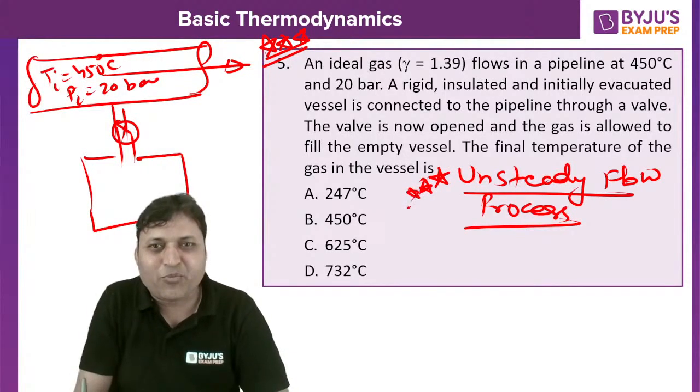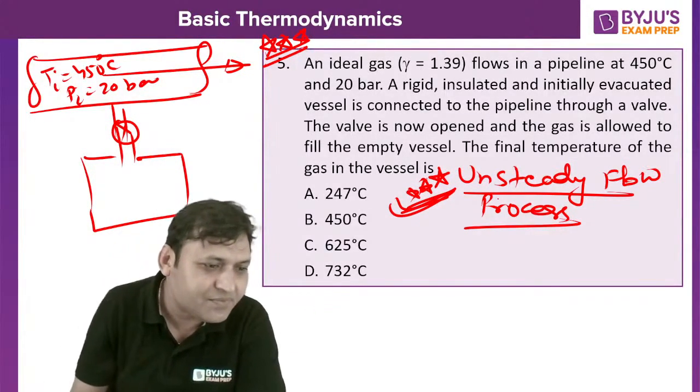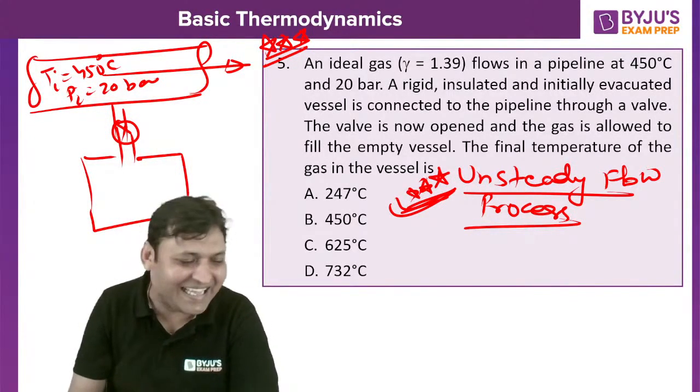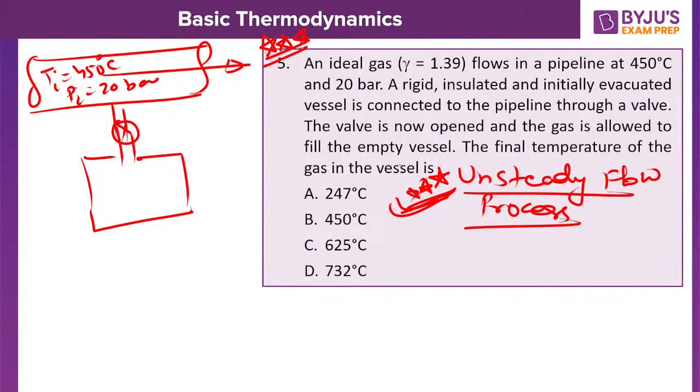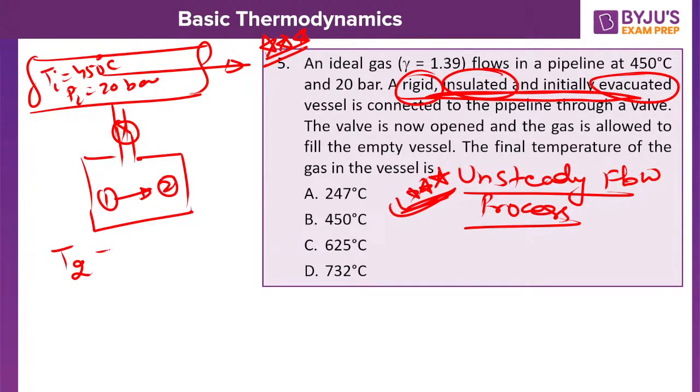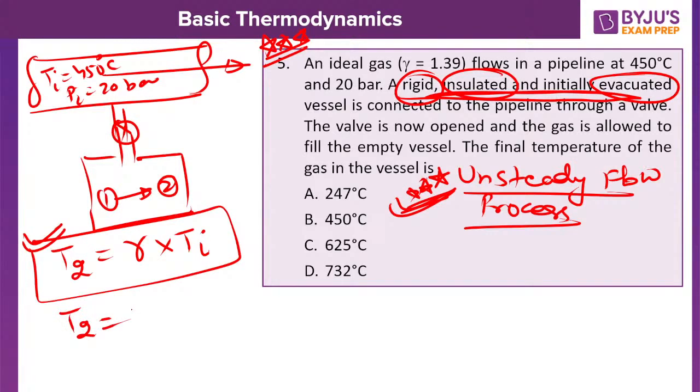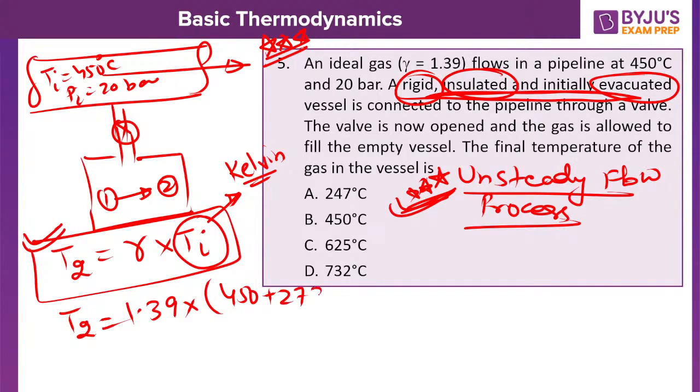How to apply the first law of thermodynamics to analyze an unsteady flow process? What is the correct answer? Yes, I have started getting the answers. The standard result you should always remember: if the vessel is rigid, insulated and initially evacuated, and these three things are given in the question, then the final temperature T2, the process being 1 to 2, is gamma times Ti. So T2 is equal to 1.39 into Ti. And one more thing you must remember, the temperature must be in Kelvin. So it is 450 plus 273.